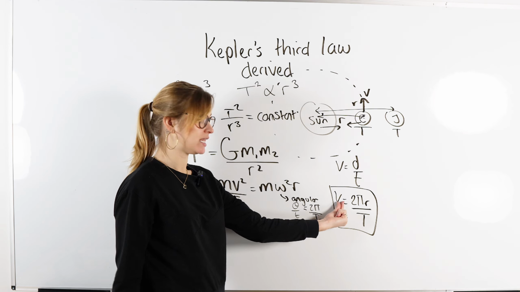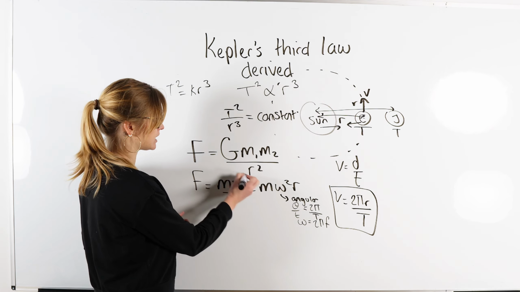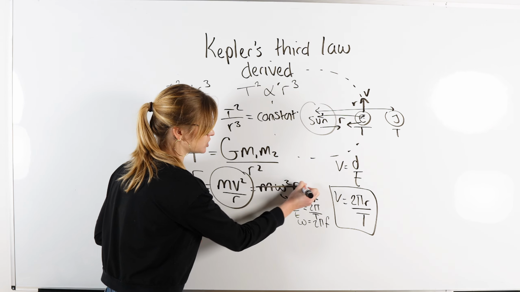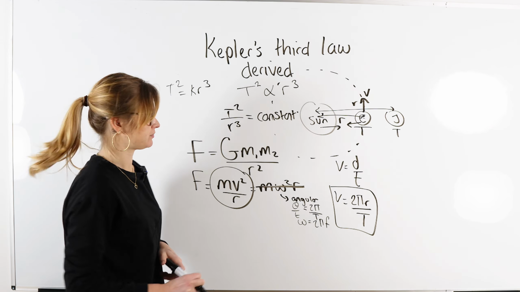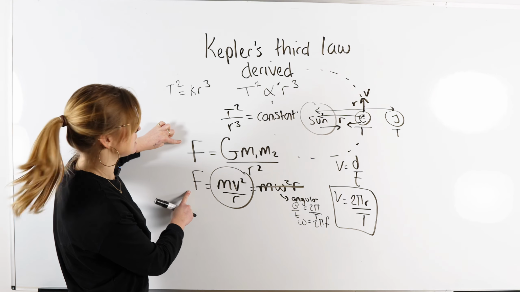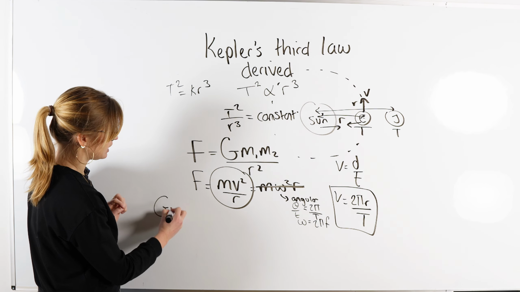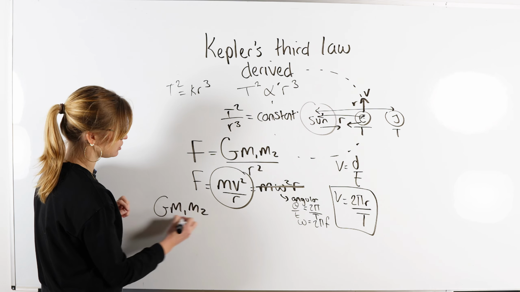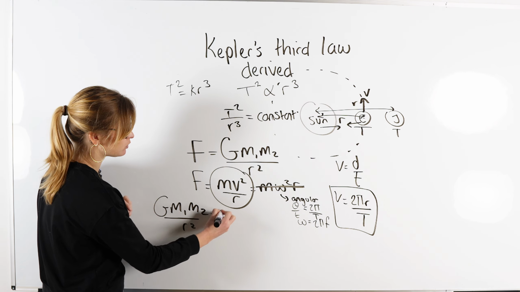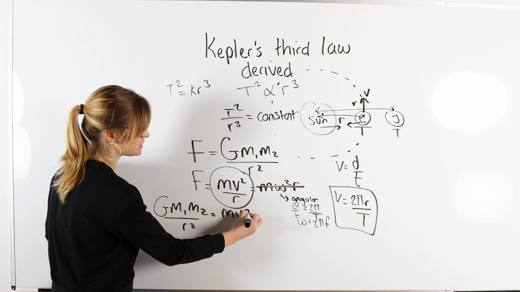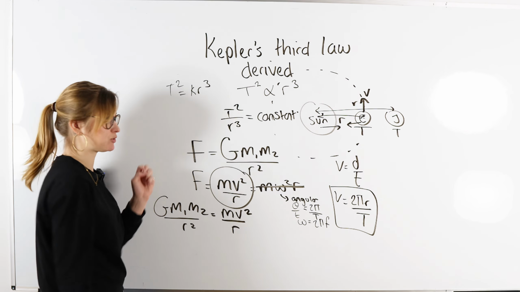So because I want to use a linear speed equation, I'm going to end up using the linear speed equation and not the angular speed equation. So now I'm going to equate my two forces. I have now G, mass of body 1, mass of body 2, over the distance between them squared, is equal to mass of body 1 times the speed squared over the distance between them.